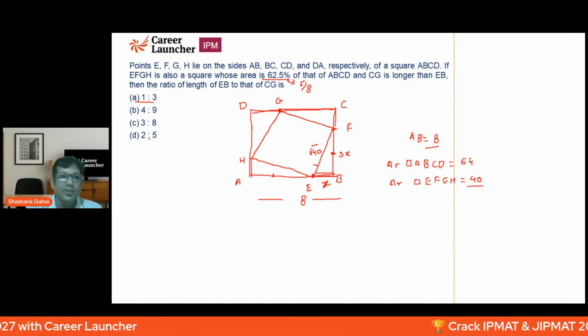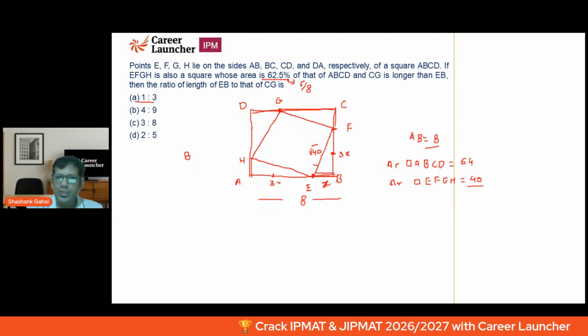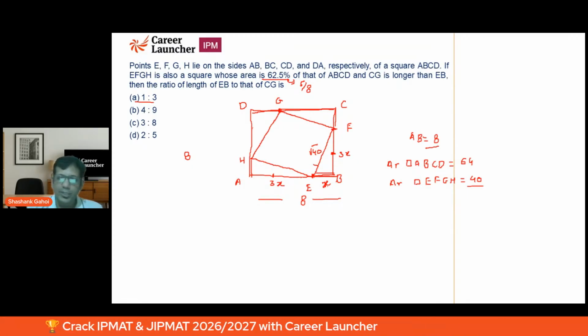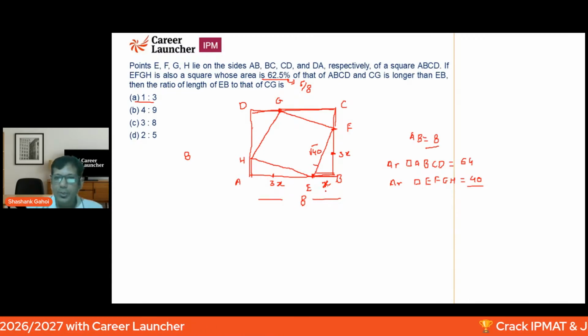Total AB is given to us as 8. So if this is x, this should also be 3x, because BF is equal to AE. So 4x is equal to 8, so x comes out to be 2. So this is 2, this is 6.